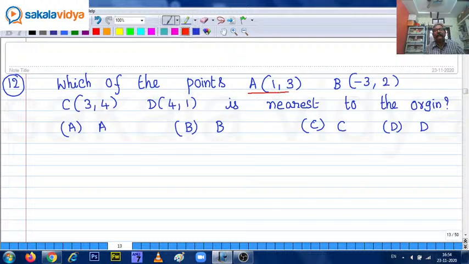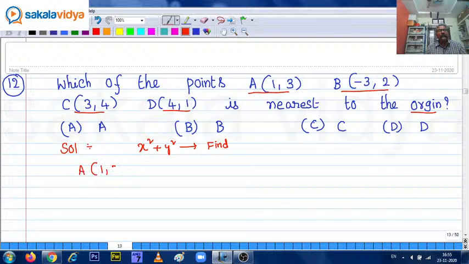So now, which of the points A (1, 3), B (-3, 2), C (3, 4) and D (4, 1) is nearest to the origin, nearest or whatever may be, farthest? You may be asked nearest or farthest, you follow this method. Take A coordinate first. First, find out the sum of the square of the x coordinate and y coordinate. That means x square plus y square. Find this value for each of the vertices. First A vertex (1, 3).